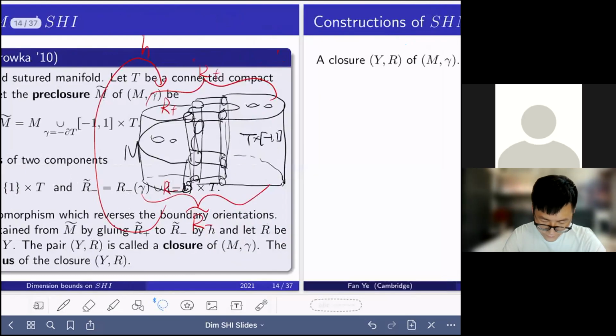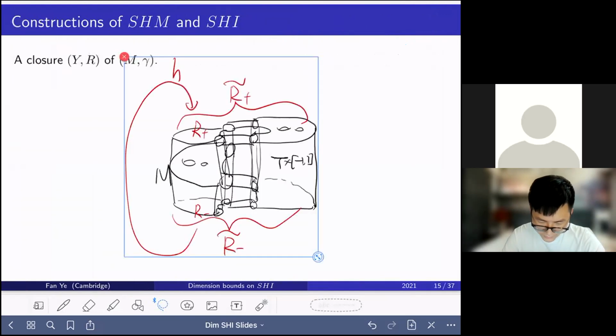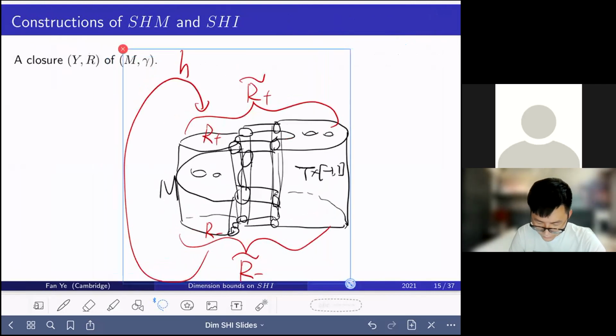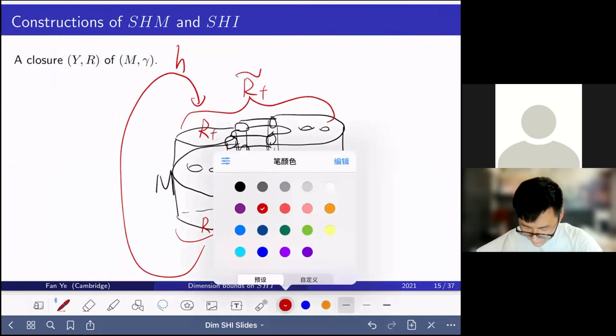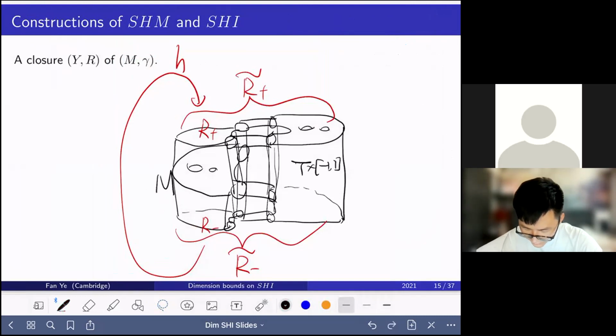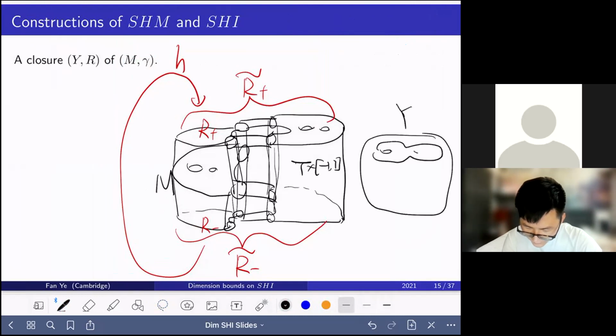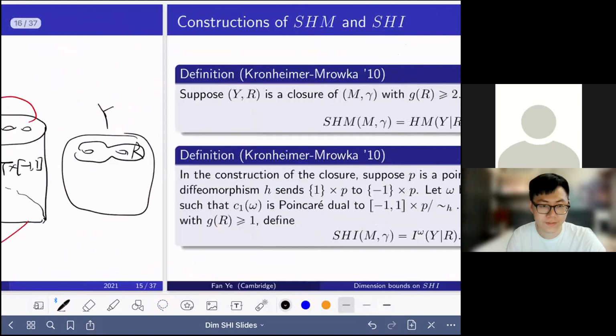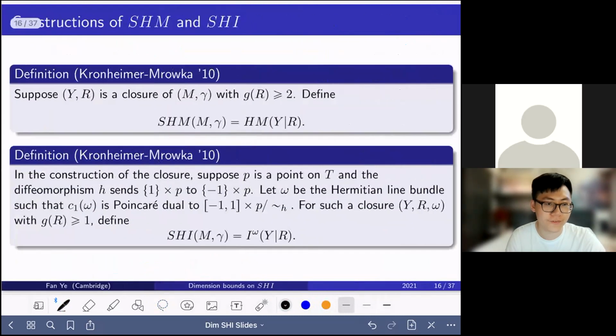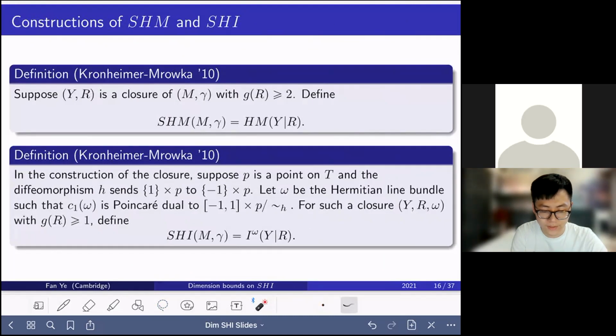Maybe we can copy the diagram here so that it is more clear. Finally, we get a closed oriented 3-manifold Y with some R inside it. Then we can apply the definition from before: for (Y, R) a closure of (M, gamma) such that the genus of R is larger than 2, we define SHM as HM of (Y, R).